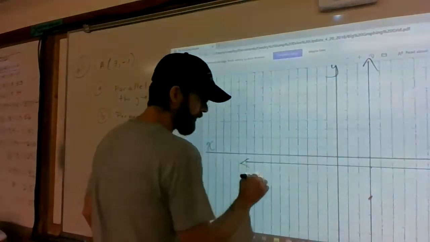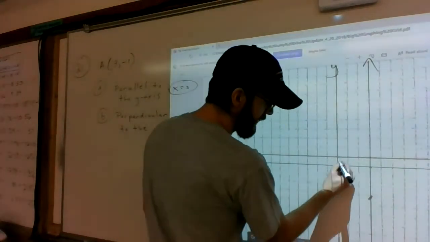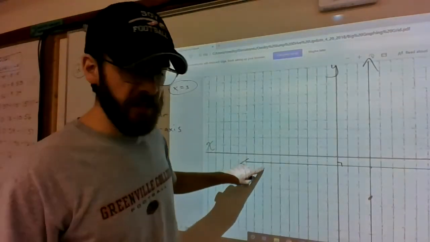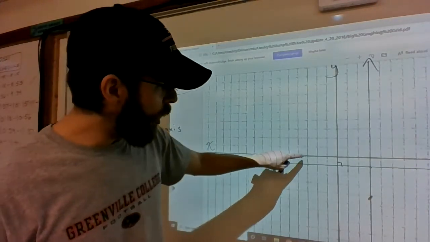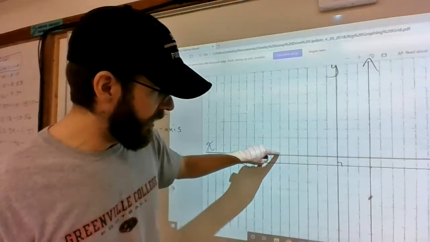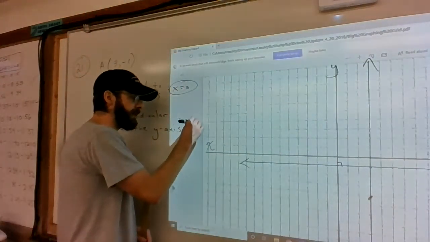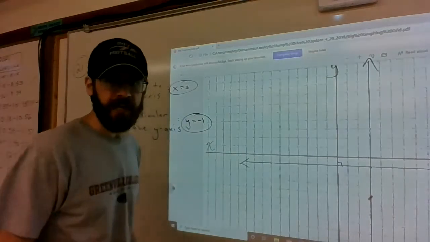Okay, so here's our line that went through 3, -1. It forms a right angle right there. Horizontal lines basically mean all the y values are -1. All the y values are -1. So we communicate that by saying y equals -1.